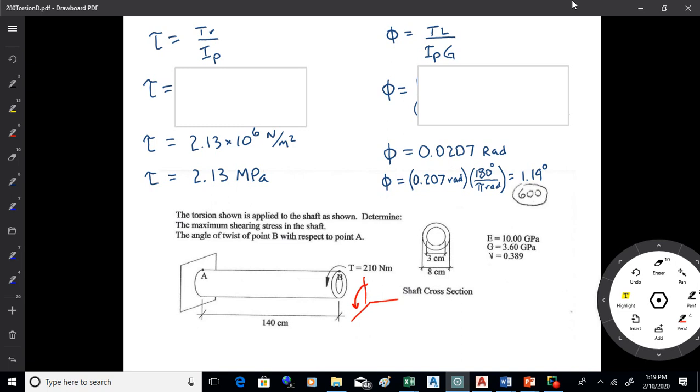All right, so what we've got here is a 1.19 degree twist in the end of the shaft. Now you have to think about what you're doing with that shaft and see if that amount of twist is tolerable or not, whether you could live with it. Got any questions on that?